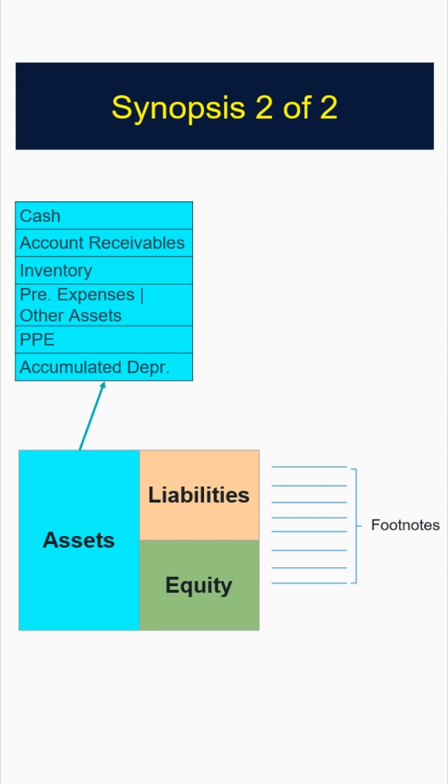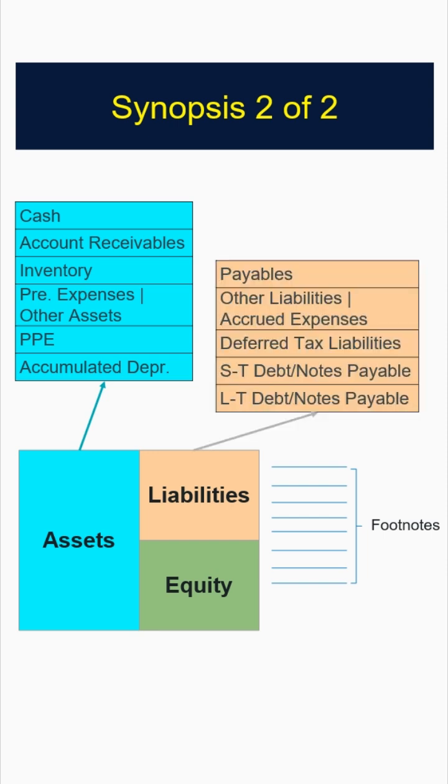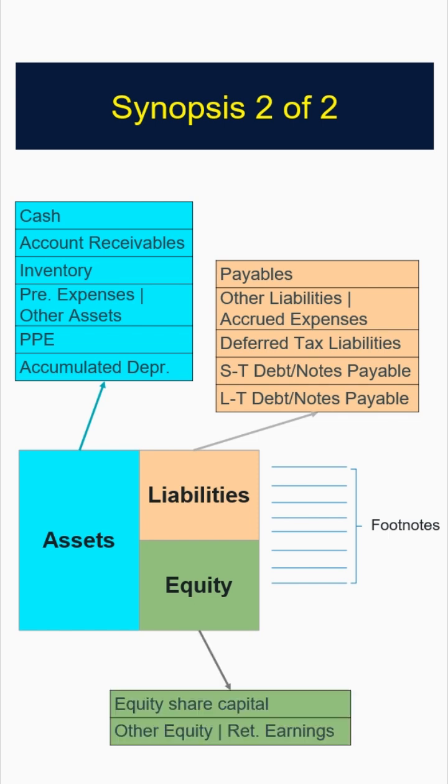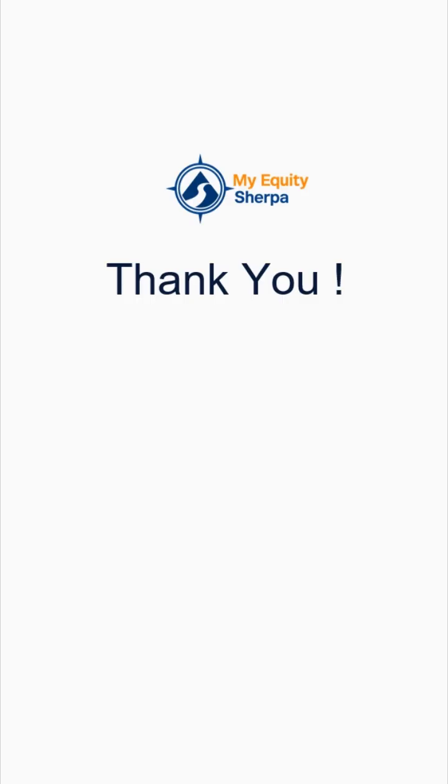Similarly, on the liabilities side, the key sub accounts are trade payables, also known as payables, other liabilities. The key element of that is accrued expenses. Then we have deferred tax liabilities. Then we have short term debt or notes payable. And similarly, counterpart of that is long term debt or notes payable. On equity side, we usually have two things. One is equity share capital, and the last one is other equity or retained earnings. Now, what are these different sub accounts? These we will learn one by one when we move deeper into balance sheet discussions.